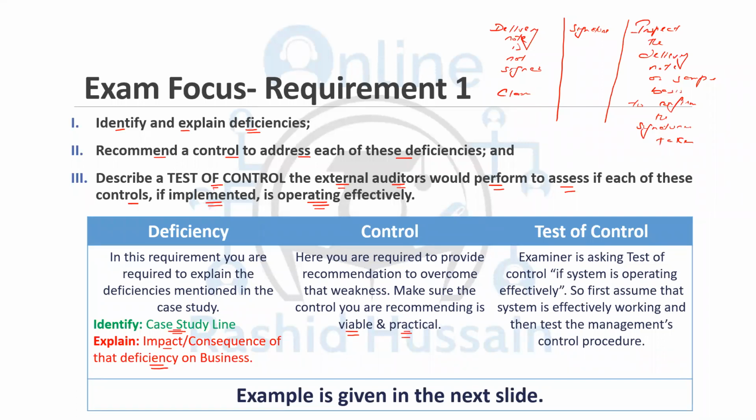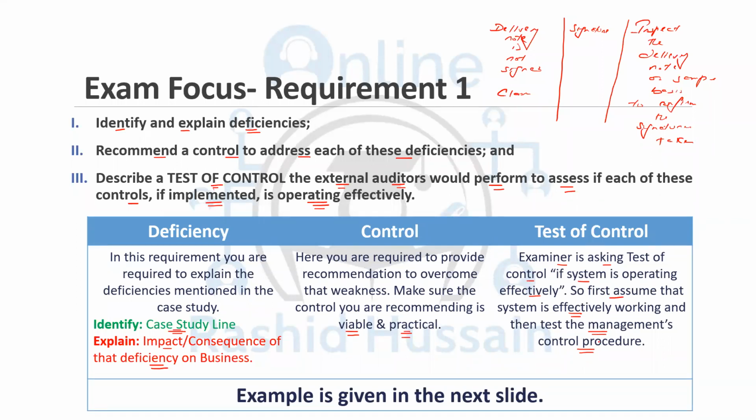signatures on it. Now, first of all, you need to assume that the system is operating effectively, and then you will be applying the test of control. This is something very important. So that's why I've written it over here. The examiner is asking the test of control if system is operating effectively. So first you have to assume that everything is going fine, the system is effective and they're following the controls. And then you will be testing the management's control activity or the management's control procedure.